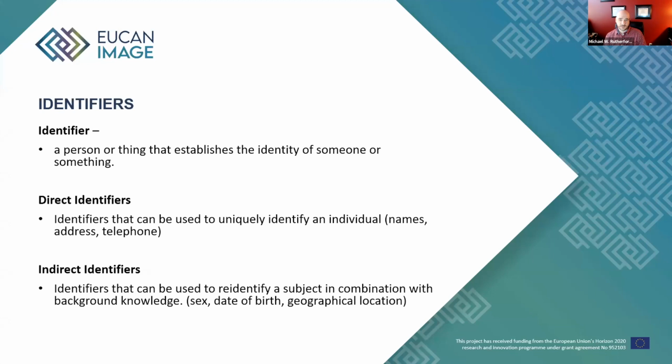In the realm of de-identification, our main concern is the identifiability of individuals. Whether these patients fall into the role of research subjects or whether they're individuals related to the data set being processed, we have to account for it. An identifier is a person or a thing that establishes the identity of someone or something. There can be direct identifiers that will uniquely identify individuals, such as names, addresses, and telephone numbers, and also indirect identifiers that can be used to re-identify in combination with other background knowledge, such as sex, date of birth, and geographical locations.